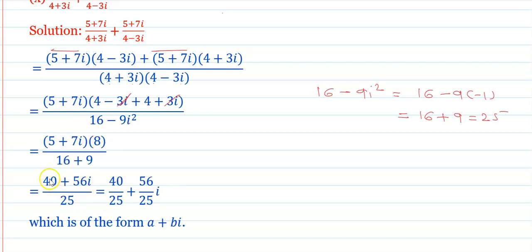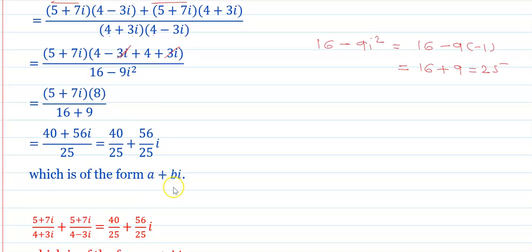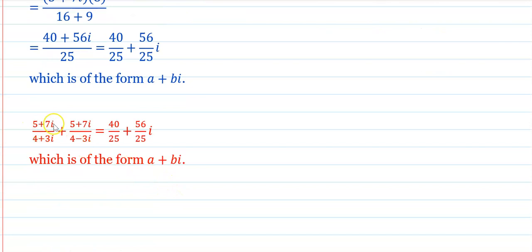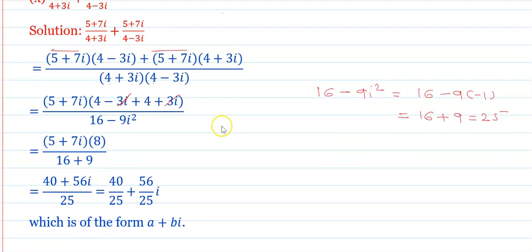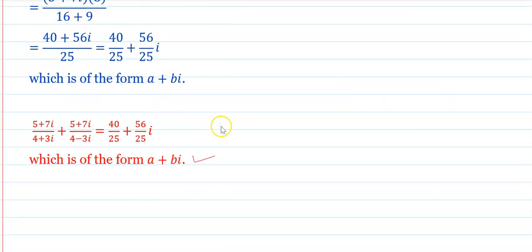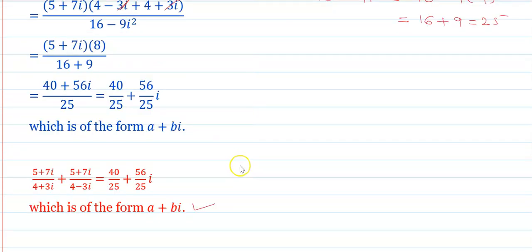Split up this 40 upon 25 plus 56 upon 25, which is of the form a plus b, and hence 5 plus 7i upon 4 plus 3i plus 5 plus 7i upon 4 minus 3i is equal to 40 upon 25 plus 56 upon 25i, which is of the form a plus bi. Again you can see here. Okay. In this way, I have completed the first question from the second part.